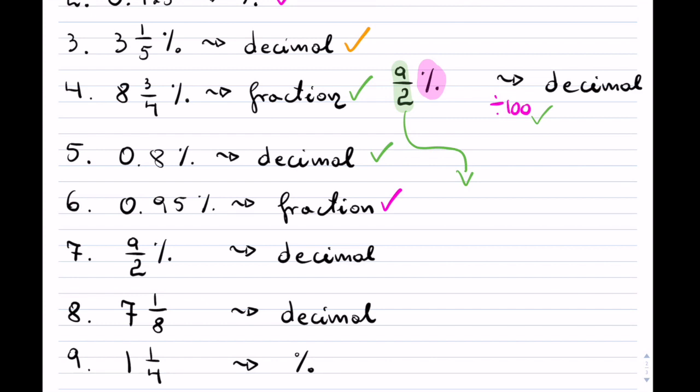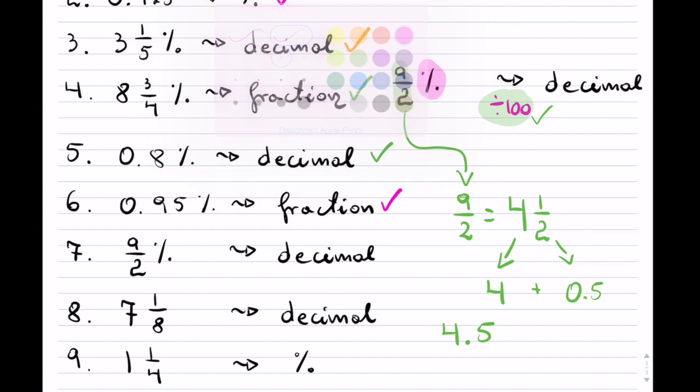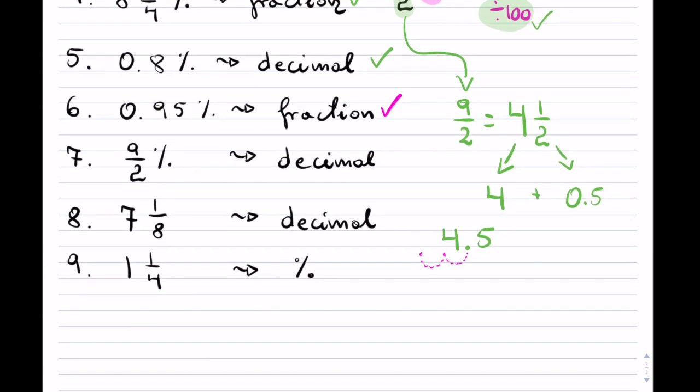All right. So 9 over 2 is simply 4 and 1/2. So I have 4. Now 1/2 as a decimal is 0.5. Well, 4 plus 0.5 is 4.5. And now the division by 100 means I'm going to shift the decimal over 2 spots. So that gives me an answer of 0.045 as a decimal. And that completes question 7.